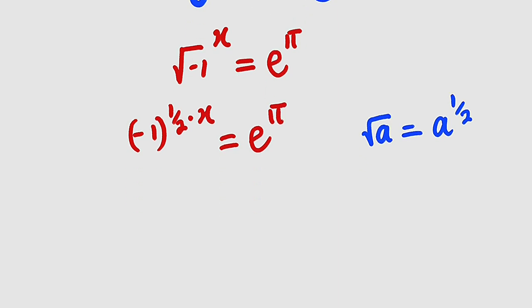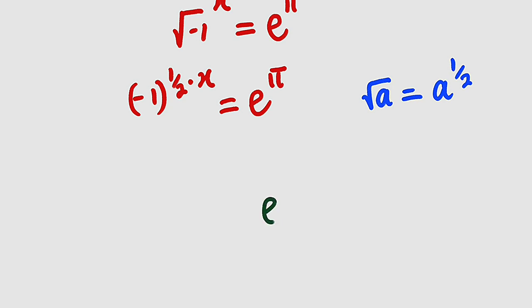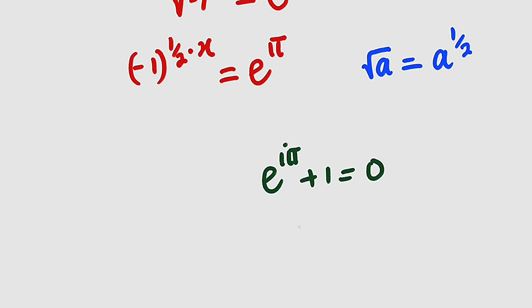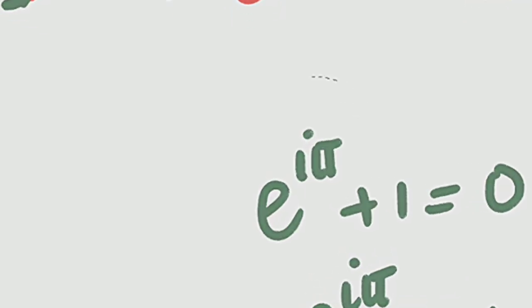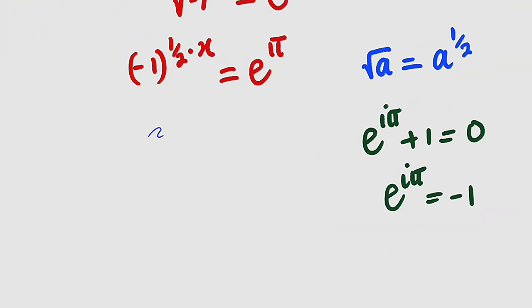Remember, Euler's formula states that e to the i pi plus 1 is equal to 0. Therefore, e to the i pi must be equal to negative 1. Therefore, instead of this negative 1, we are going to replace it with e to the i pi. Remember, we are solving a complex equation.